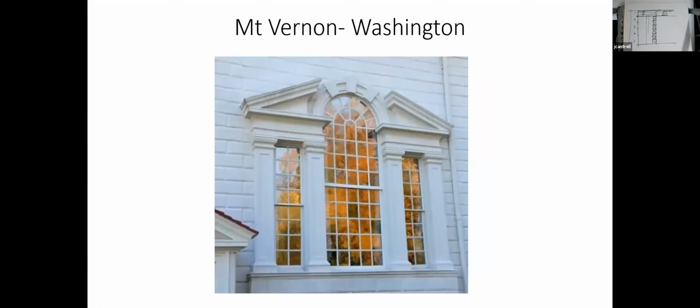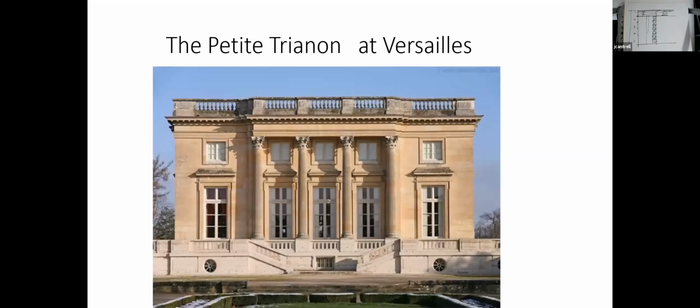We see it in Washington's Mount Vernon, of course, the same Palladian or Serlian arch, the same ratio of the large central panel with the arch, of course, and the two smaller flanking side windows. So let's take a look at the building in particular, the Petit Trianon, the small pavilion outside of Versailles.